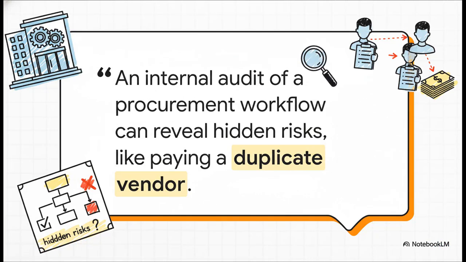Clause 9 is about performance evaluation. How do you even know if your system is working? You have to monitor it, you have to measure it, you have to analyze it. And you do that with things like internal audits. For instance, a simple audit of your procurement process might uncover a risk you never even knew existed, like accidentally paying the same vendor twice through different systems. This is exactly how you find those hidden weak spots.